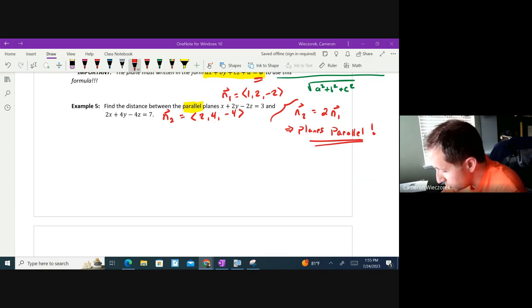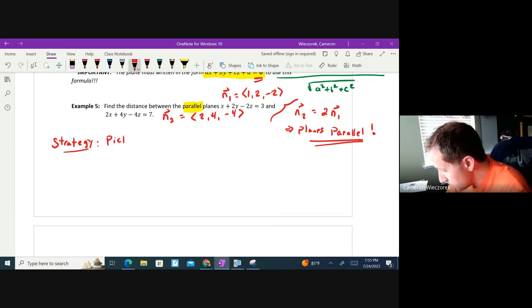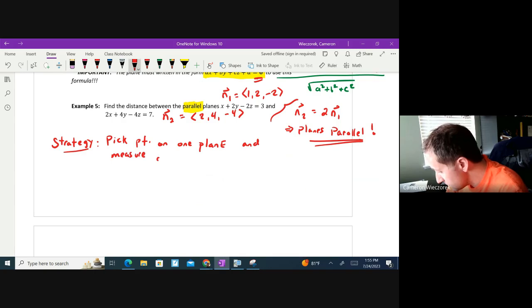Okay. So our strategy, it always helps to have a strategy going into these problems. Strategy is going to be to pick a point on one plane. It does not matter which plane you pick. This process works regardless of the starting plane. On one plane. And then you want to measure the distance to the other plane, to the second plane. So I'm just going to go in order of the planes that they gave us.